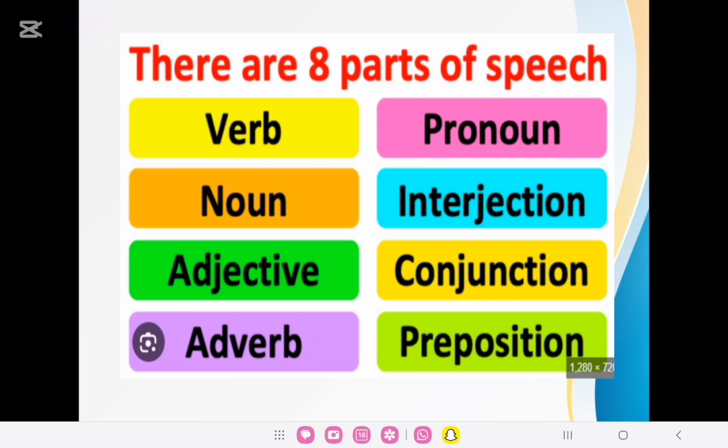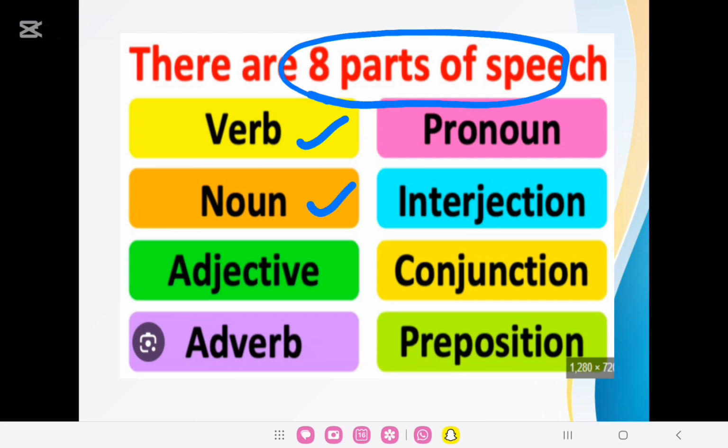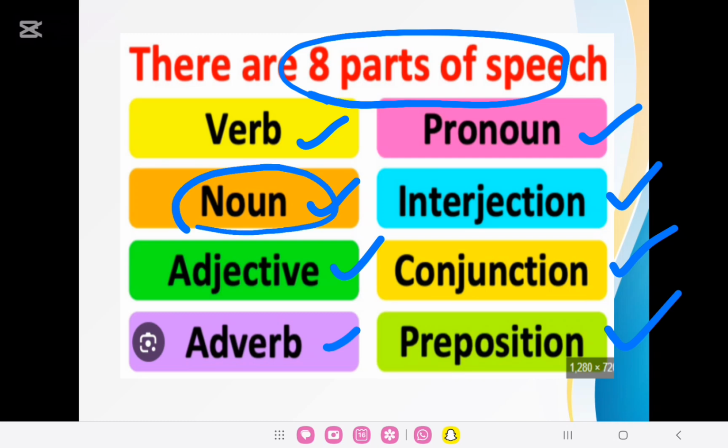We have talked about parts of speech. I have a separate video about all these 8 parts of speech: verb, noun, adjective, adverb, pronoun, interjection, conjunction, preposition. I have made a separate video about nouns as well, and I have a plan that I'm going to make a separate video about each one of them.